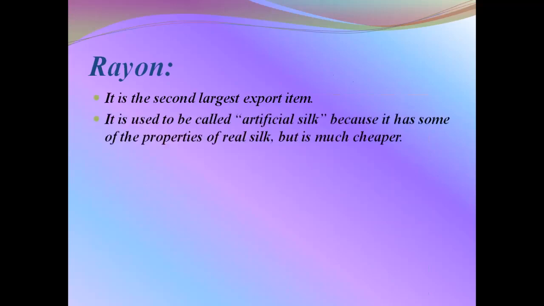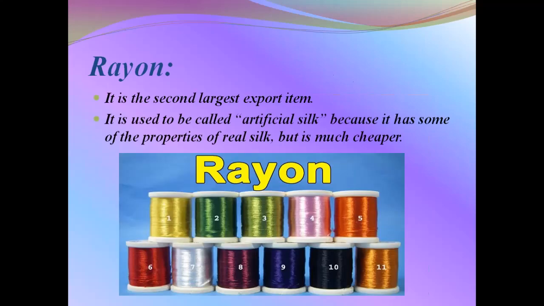The next is the rayon. It is the second largest export item. It used to be called artificial silk because it has some of the properties of real silk, but it is much cheaper.